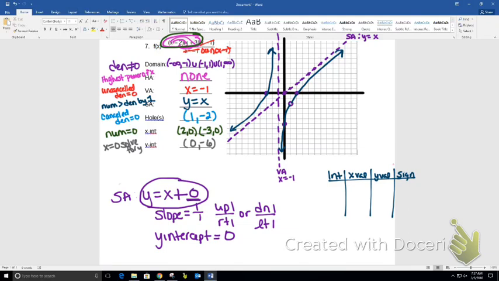But sometimes we don't have those extra points already there to help us shape it. So make sure you make that interval table. Remember, your interval is formed by your x-intercepts and your vertical asymptotes. So on this one, you would have negative infinity to negative 3, negative 3 to negative 1, negative 1 to 2, and then 2 to infinity. And you would pick some values in here.